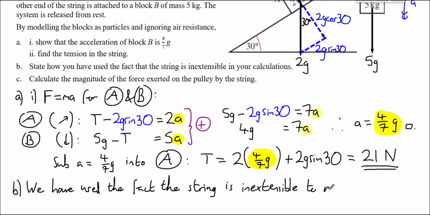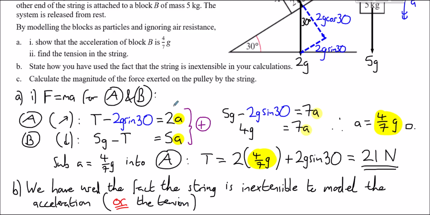to model the acceleration, or you could alternatively say the tension. So we've modelled the acceleration, or you could say we model the tension, for both A and B to be the same. So use the fact the string is inextensible to model the acceleration for A and B to be the same, or same magnitude.